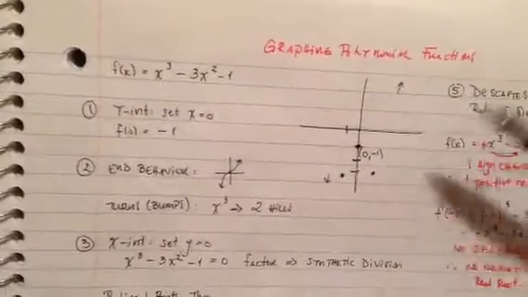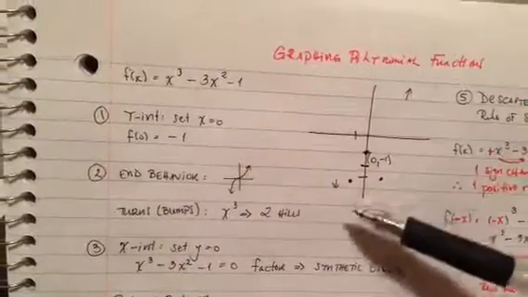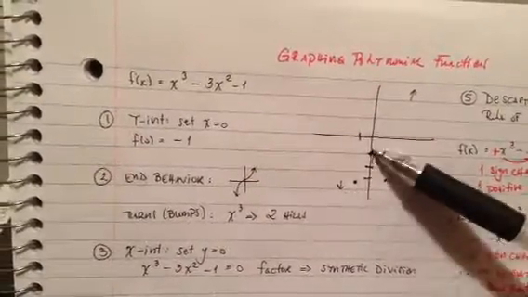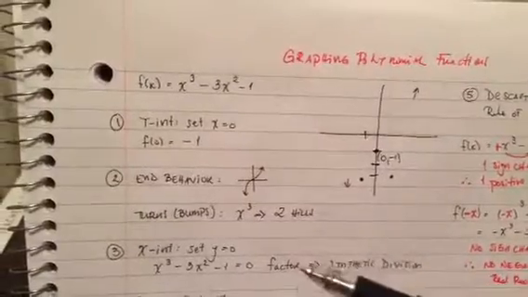Okay? So if you notice here, what I did, I just put two little arrows to show what it would look like. Alright, so that's my second clue.